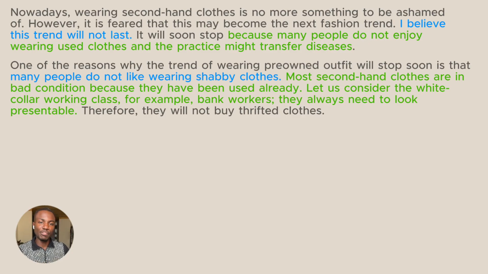Now, we are giving another detail to support what we have said and also link it to our thesis statement. Let us consider the white-collar working class. For example, bank workers. They always need to look presentable. Therefore, they will not buy thrifted clothes. Thrifted is another word for second-hand clothes or pre-owned outfit. And you see that the last part, therefore they will not buy thrifted clothes, takes us back to the reason why we are saying that this trend is not going to last.